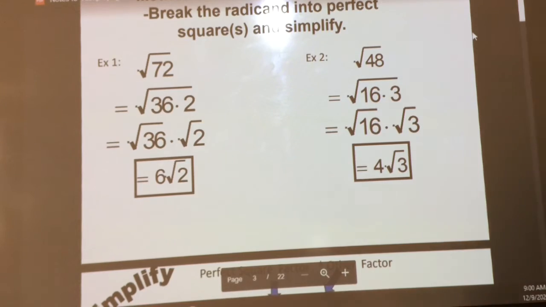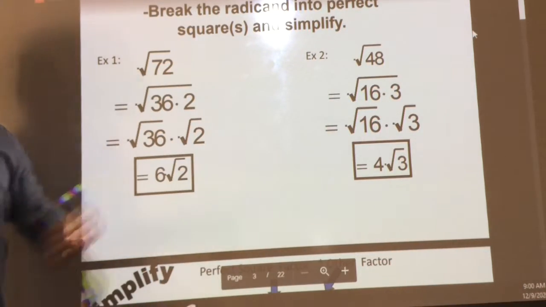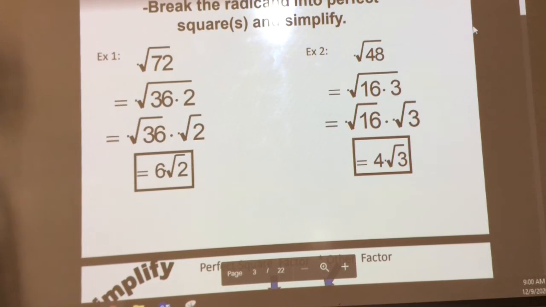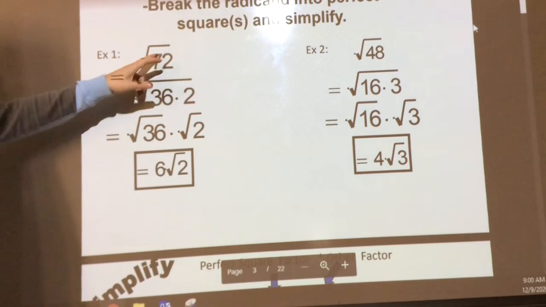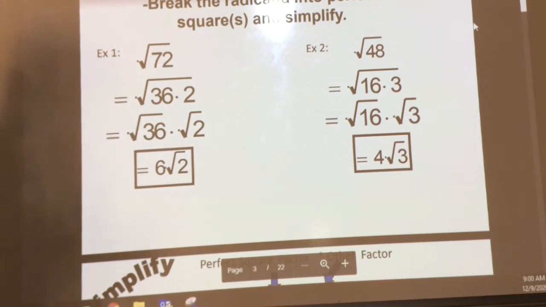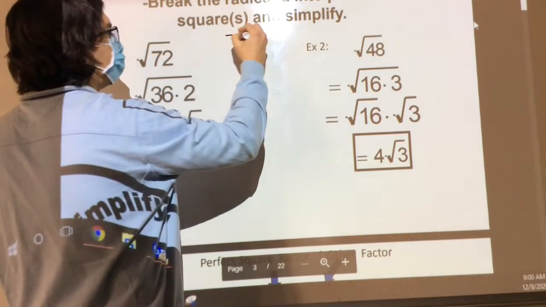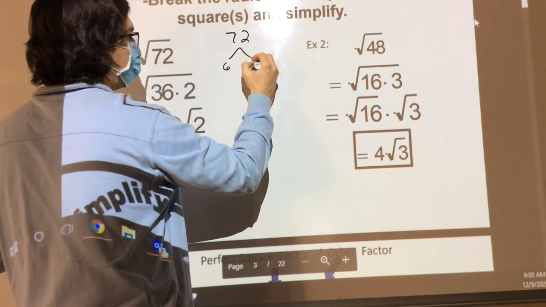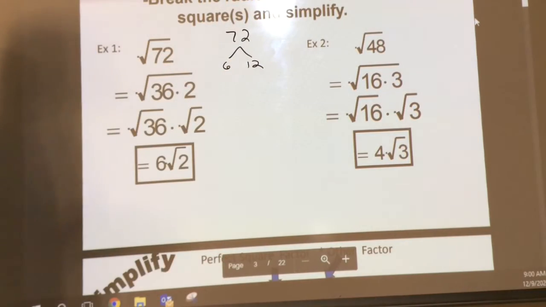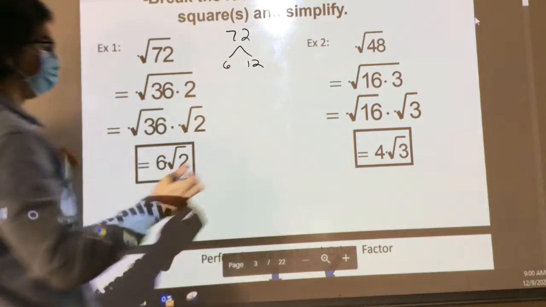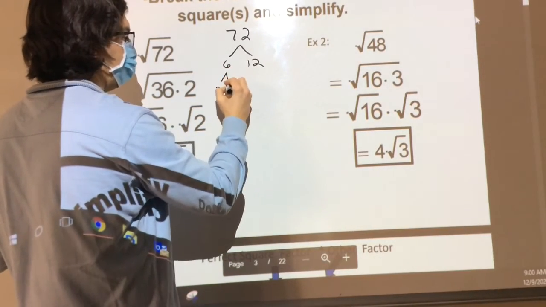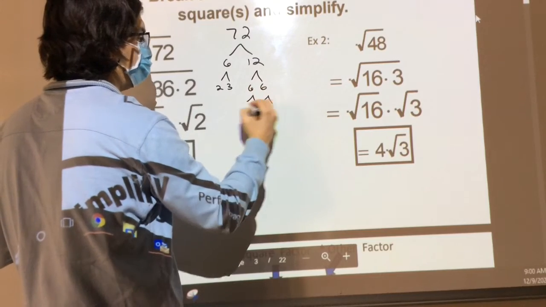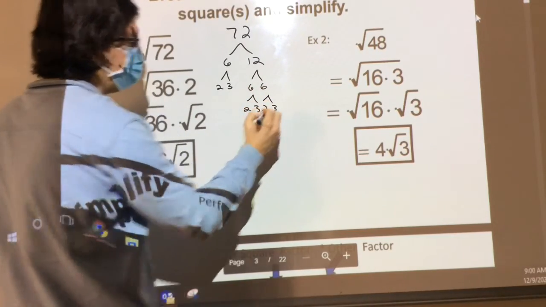Here we go. All right, so here's the first one that we have. What this person did is they broke down the prime factorization of 72. If I wanted to break that down as well, I'm going to do 6 and 12. Are we okay with that? And then as I broke down 6 and 12, I got 2, 3, 6, 6, 2, 3, 2, 3.